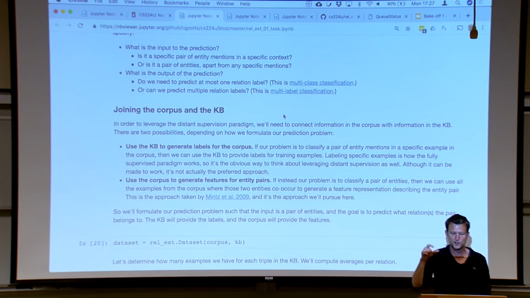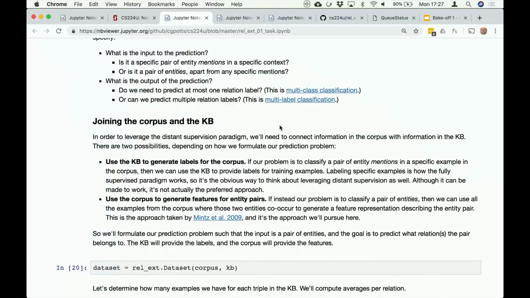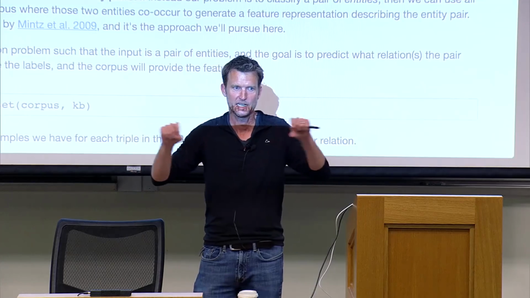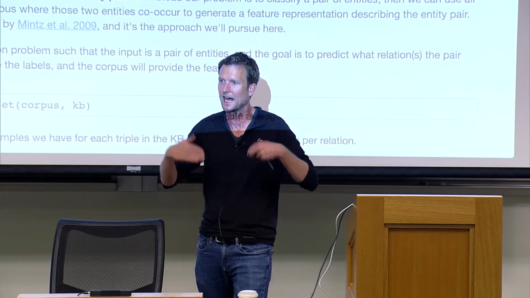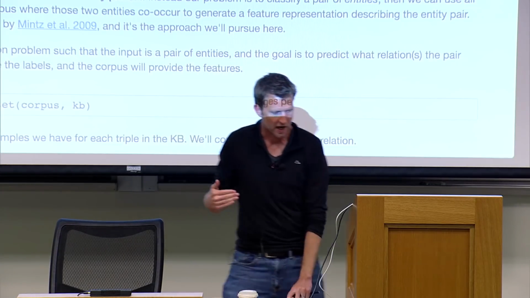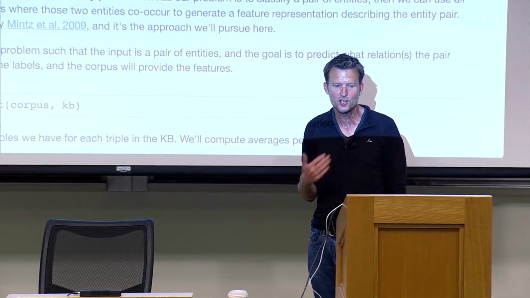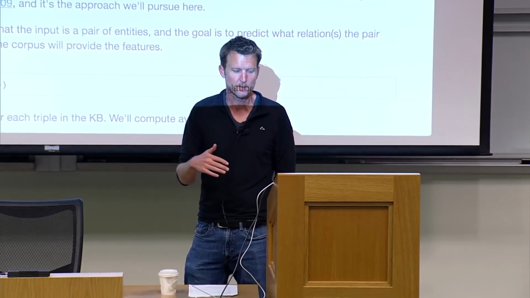So we're first going to talk about the first one. How do we formulate the input to this prediction problem? And that really comes to the question of how we're going to connect the corpus and the KB. There's kind of two possibilities. The way I described it earlier, it kind of sounded like we were going to use the knowledge base as a way to generate labels on entity mentions in context. And that's similar to the classical approach to relation extraction. And we could do that, but actually we're going to do something else.